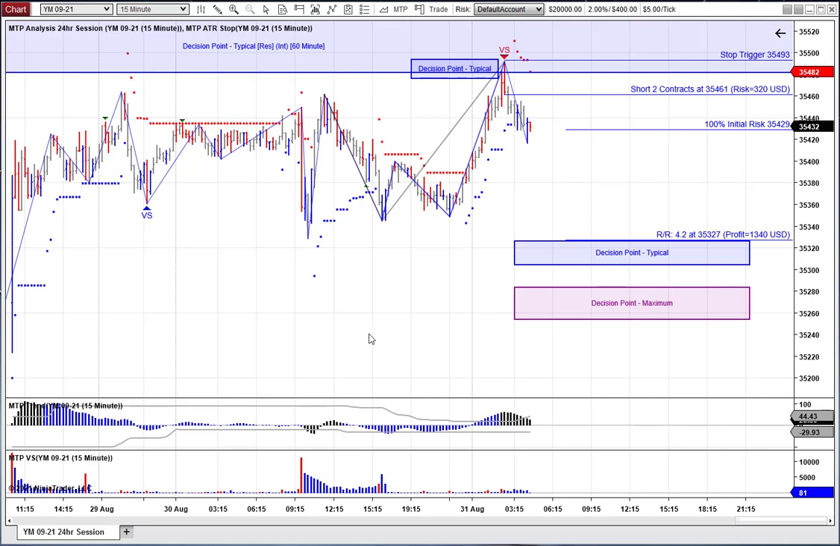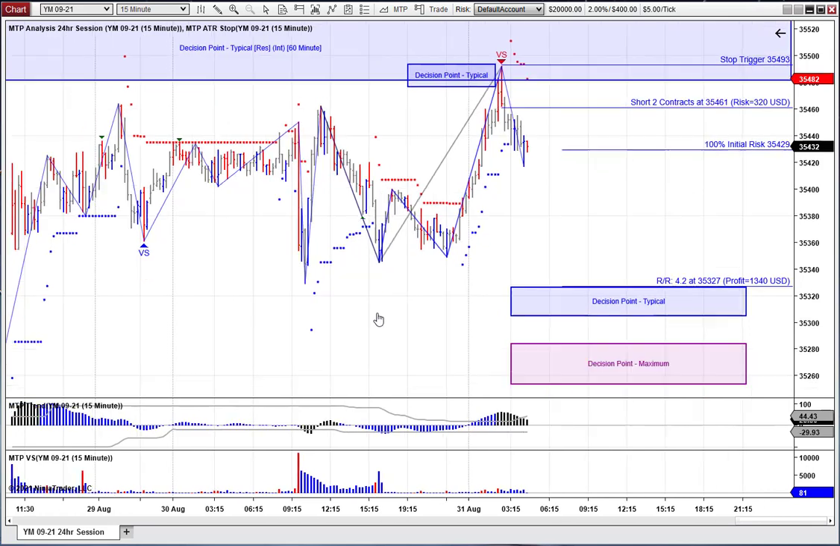So hopefully this has been a good example, or a good couple of examples, of what to look for and to show MTPredictor in action on 15-minute and 60-minute charts of the YM.